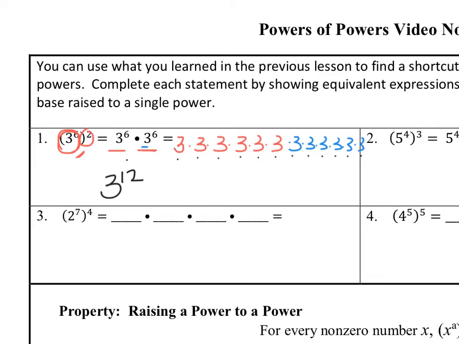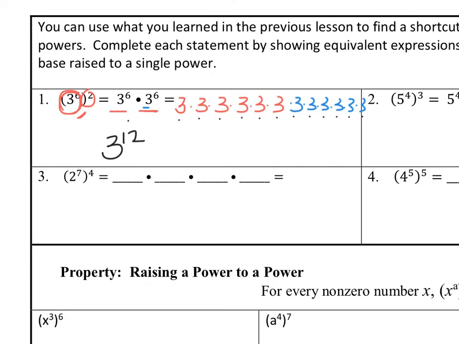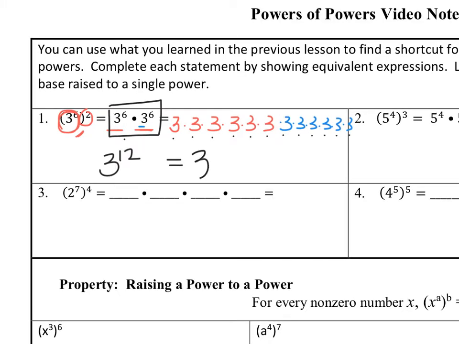So we're looking for a shortcut. If we had used what we knew about multiplication from a few notes ago, we could also have written this as 3 to the 6th plus 6, because when we're multiplying powers, we can add the exponents, and we still get 3 to the 12th. So our answer is 3 to the power of 12.